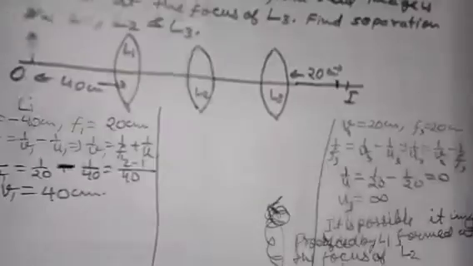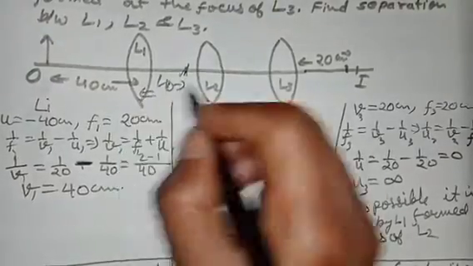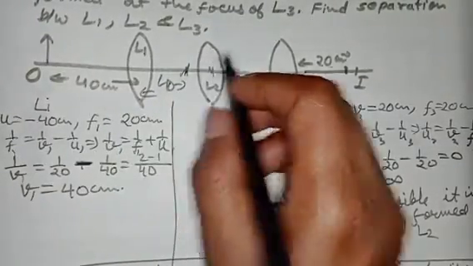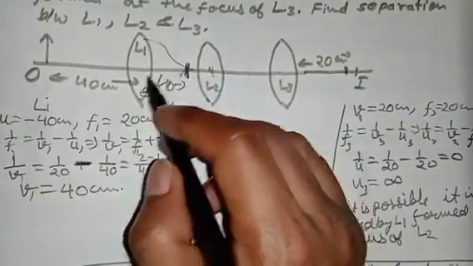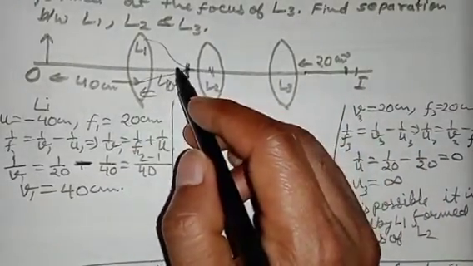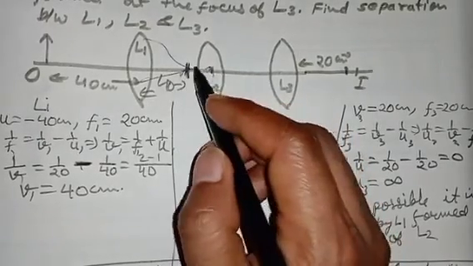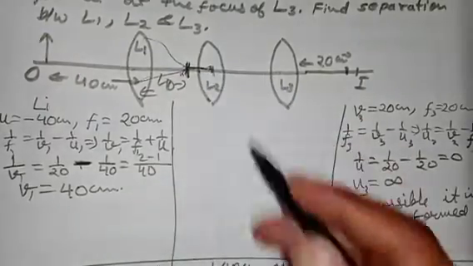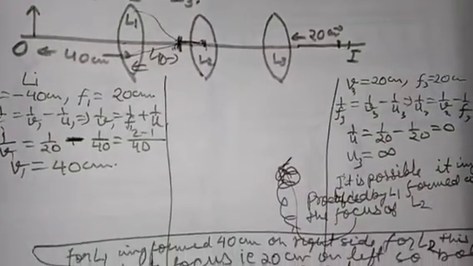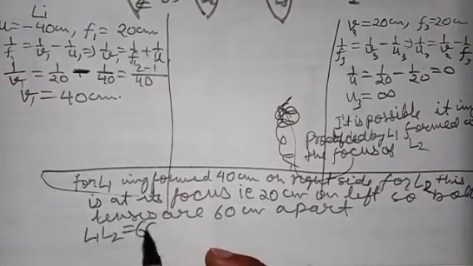See, its image is formed somewhere here at 40, and because it is producing the final image at infinity, it means this image formed by L1 is at 40 centimeter, and that is at the focus of L2. The focal length of this is 20, so 40 plus 20, that is 60. So L1L2 is equal to 60 centimeter.